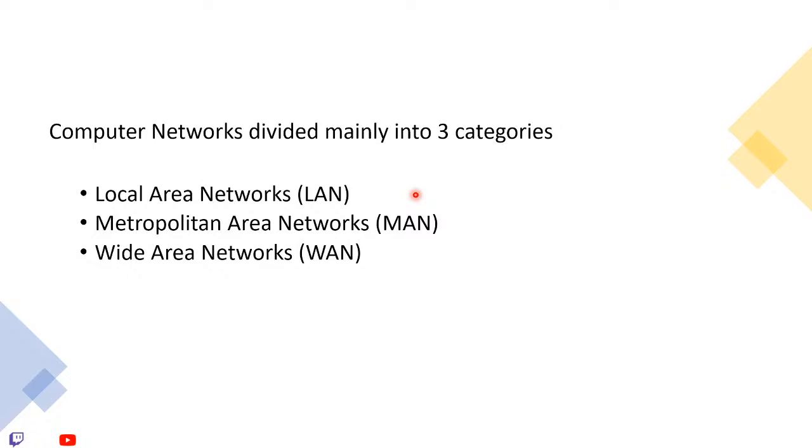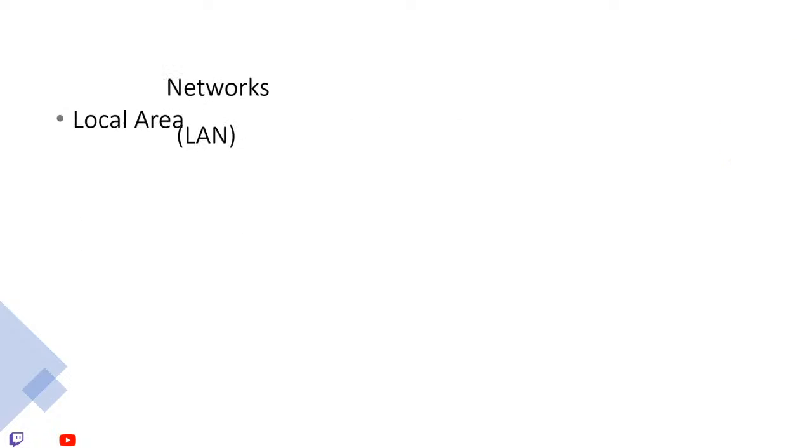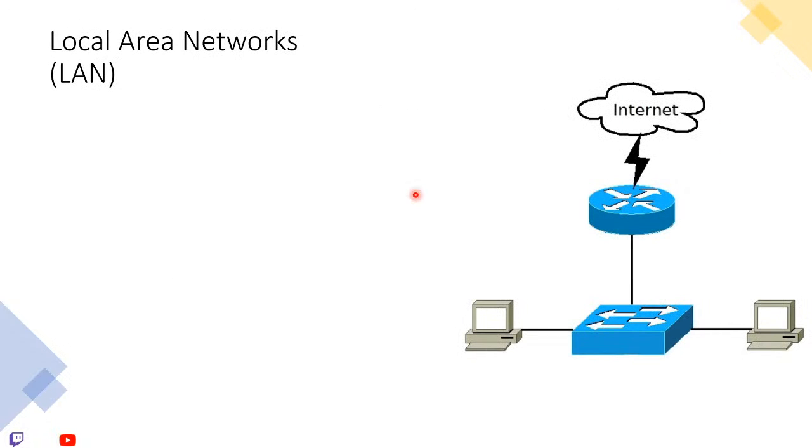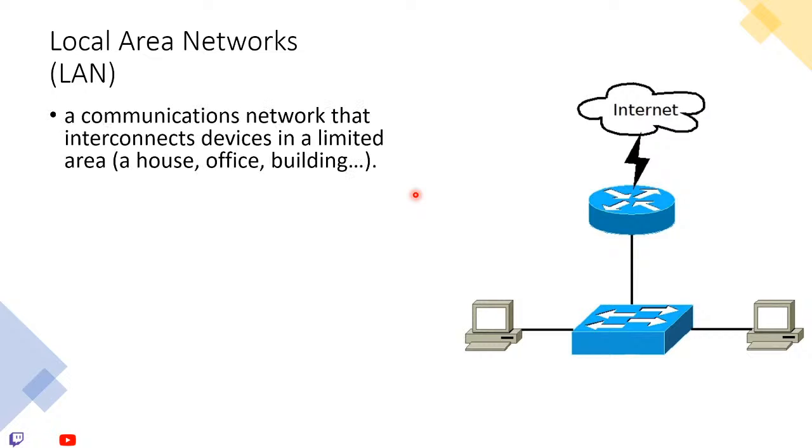Elaborating on each category, we have the local area network, LAN. A LAN is a communication network that interconnects devices in a limited area, such as an office, a building, a house, an apartment or a lab. Inside an office we have some computers.